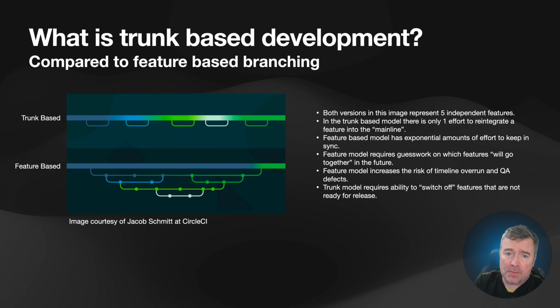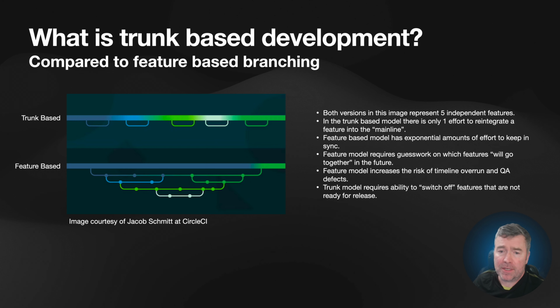I'm going to compare it to an alternative called feature-based branching. The top part of this diagram is a trunk-based model. You can see each feature is branched off briefly and reintegrated. Down below you see feature-based, where the features run for a longer period of time and they're not reintegrated until they're ready. Both of these diagrams represent 5 independent features, but we can see that one of them has significantly more complexity in it.